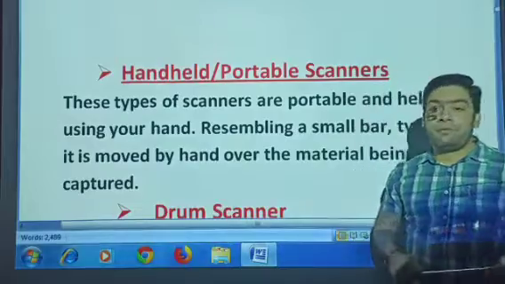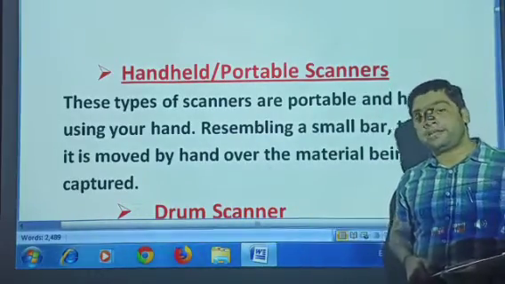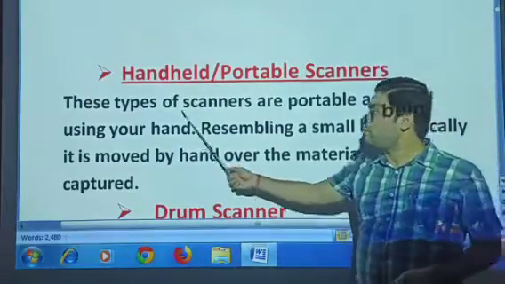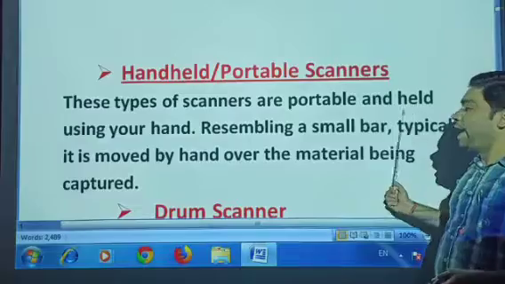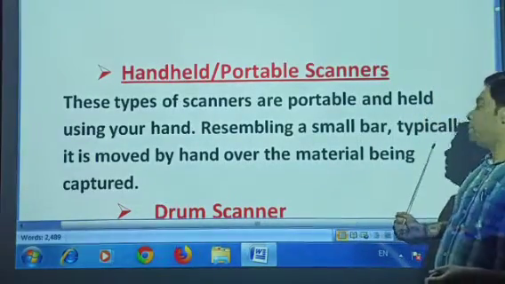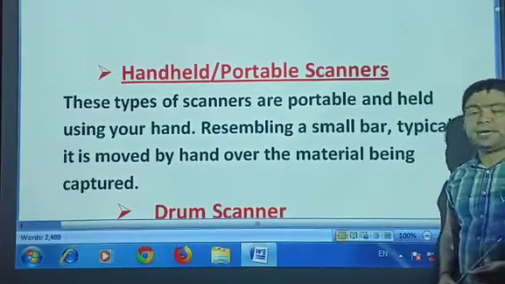Sometimes whenever you purchase in the mall and other places, they use a handheld scanner to scan the objects and get the price. So these types of scanners are portable and held using your hand. Resembling a small bar, it is typically moved by hand over the material being captured.